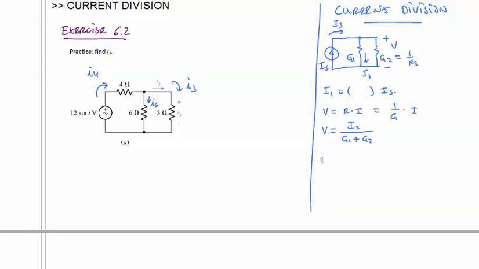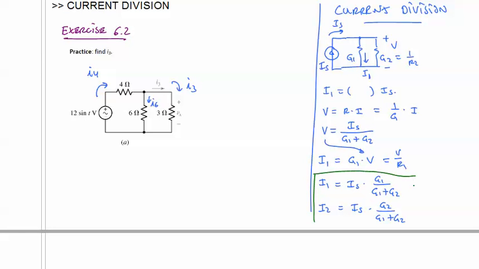Now, the current that flows through the resistance G1 or R1 is simply G1 times V, or you could write it as V over R1. That's what you're more familiar with, but it's equally G1 times V. But we have V, so let's rewrite that. I1 is equal to IS times G1 over G1 plus G2. And similarly, we can repeat this and show that I2 is equal to IS times G2 over G1 plus G2.